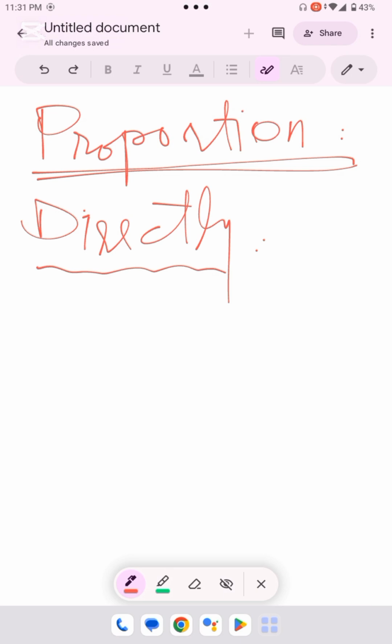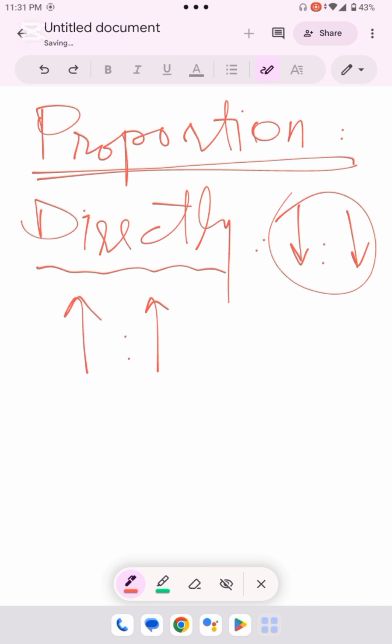That means if you increase the first thing, the second one is also increasing. That means this is directly proportional. Or if you decrease the first value, the second one is also decreasing. So this is directly proportional if both the arrows are on the same side.